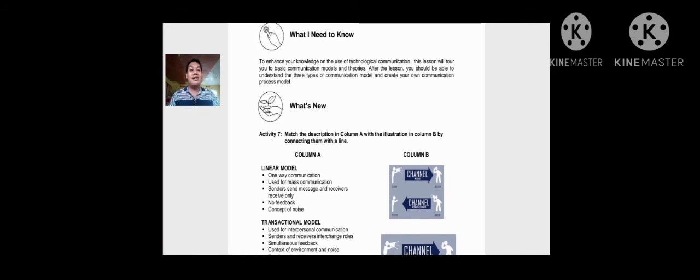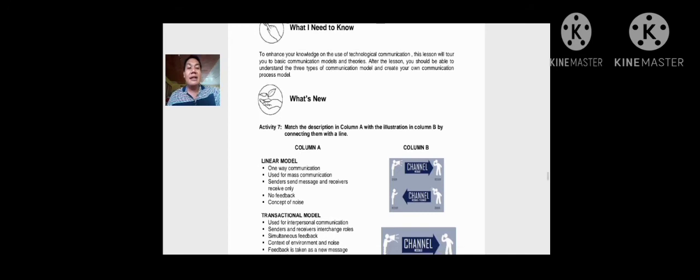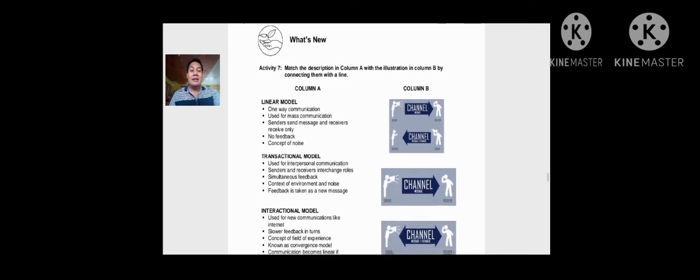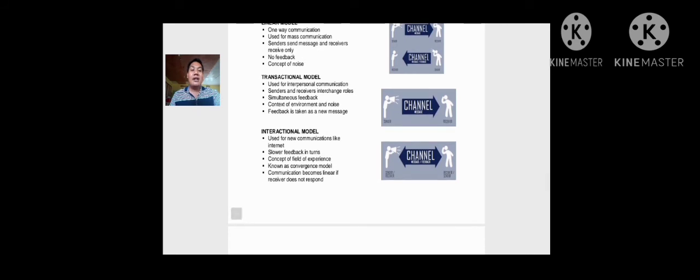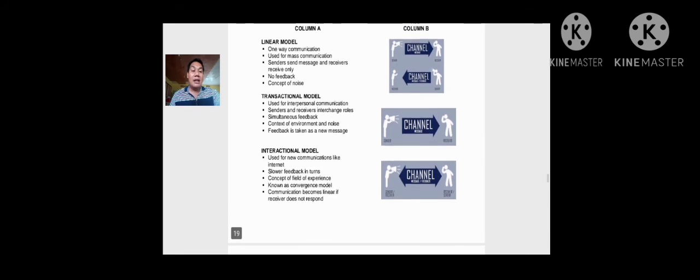After the lesson, you should be able to understand the three types of communication model and create your own communication process model. What's new? Activity 7 is our next activity. Match the description in column A with the illustration in column B. Connect them with the line. Column A: the linear model, the transactional model, and the interactional model.